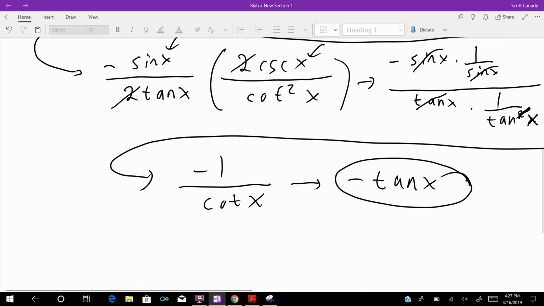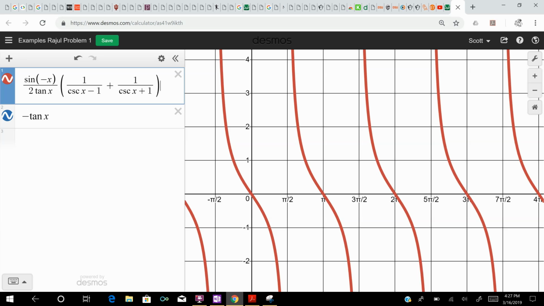Let's make sure that we got that right on Desmos. So on Desmos, we've got that crazy expression. And then if we go down here, so here's our crazy expression that we've entered in, and that simplifies to tangent of x. And we can see that tangent of x covers up that entire graph, so we got that right.